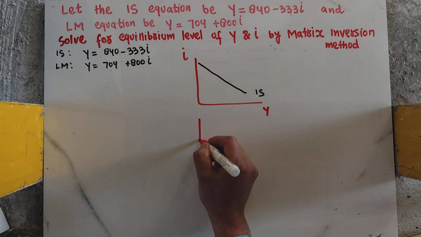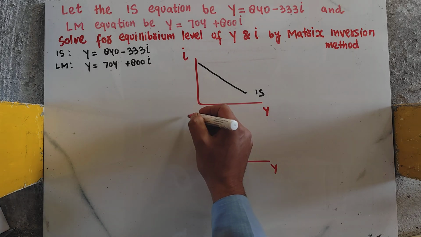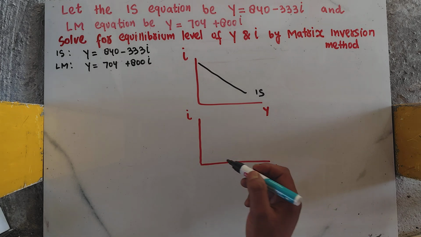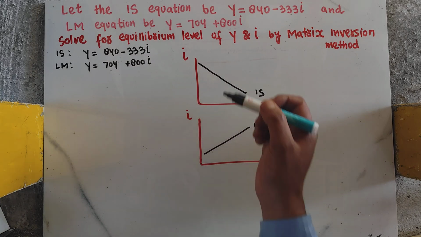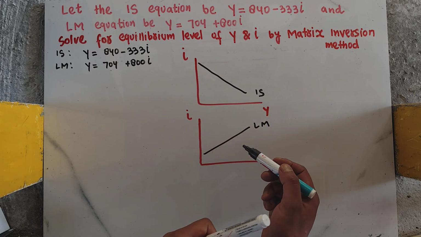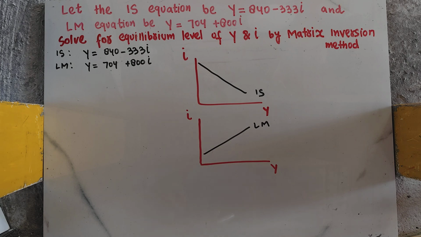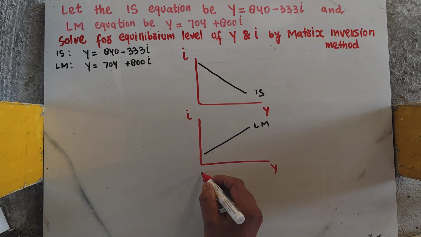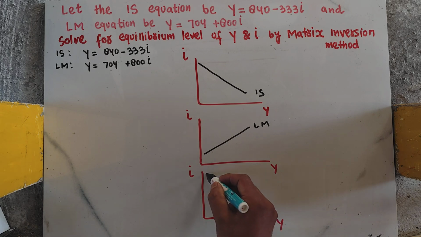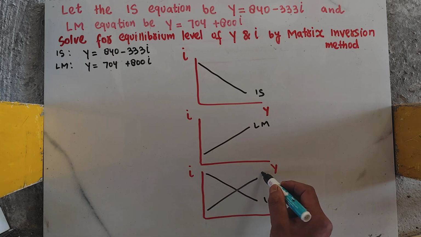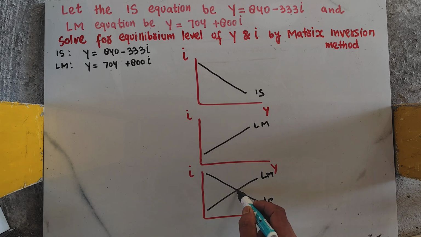And we have the LM equation like this. We have y and i here, and our LM equation is upward sloping. This shows us goods market equilibrium, and this shows us the money market equilibrium. What we need to find out is the simultaneous equilibrium. When we combine these two graphs, we have y here, i here, the downward sloping IS equation and the upward sloping LM curve. So we need to find out the level of income and rate of interest using the matrix inversion method.